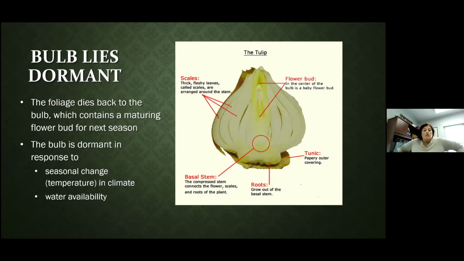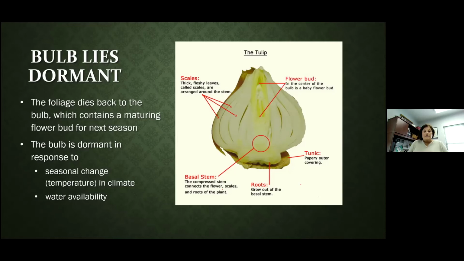Now the reason spring flower bulbs go dormant is that they are reacting to seasonal change, such as temperature. It's getting warmer, and they've fulfilled their life cycle. Or even water availability: in droughts and things like that, they will shut off and go dormant, and that's just to save that potential little plant underground until conditions are better.